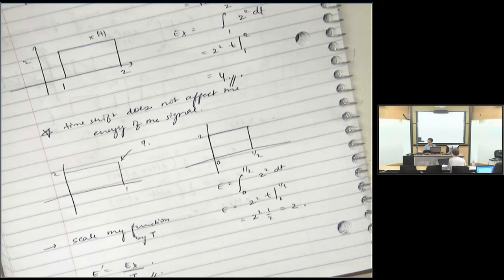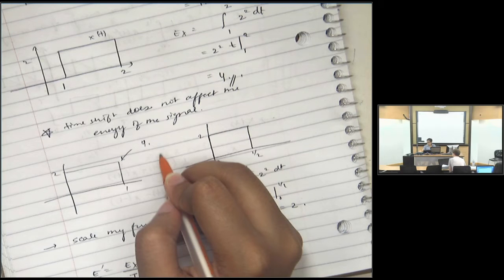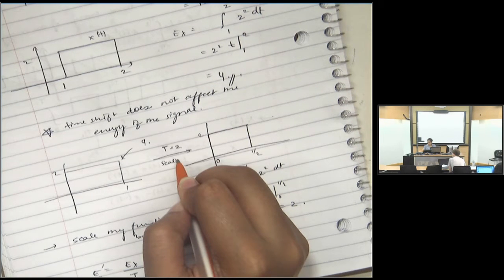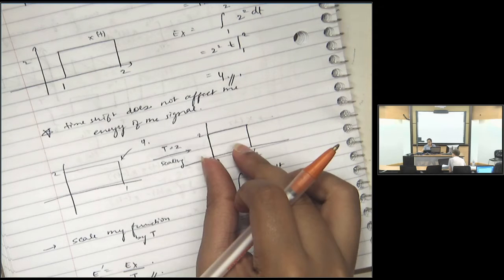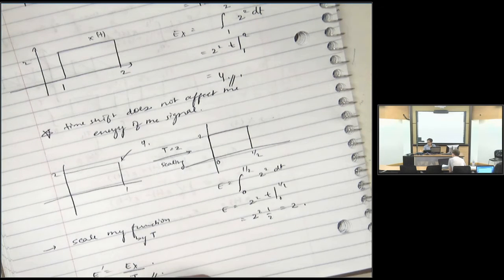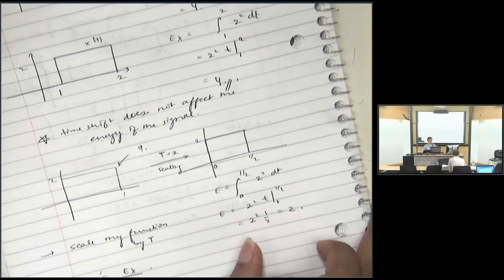Here I'm scaling by a factor of 2, so t is equal to 2 here. That's why it's compressing in time, and the energy is decreasing by half. Alright, so the scaling operation will affect the energy of your signal, whereas the shift operation will not. So just be careful about this when you're doing your homework questions.